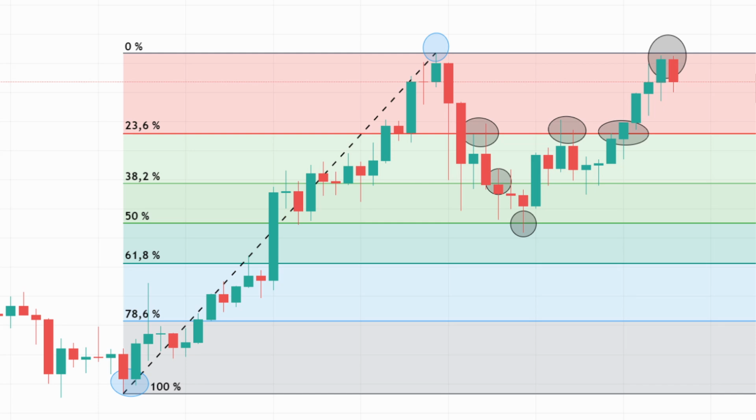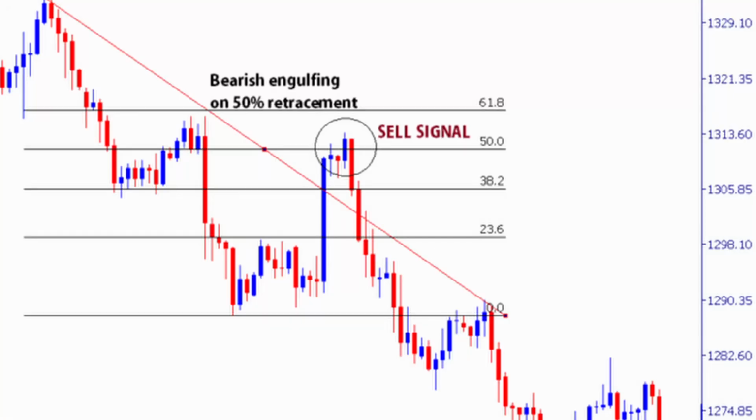Enter trades. Traders often look for price action signals, like candlestick patterns or moving averages, at these levels to enter or exit trades. For example, in an uptrend, if the price retraces to the 61.8% level and shows signs of reversing, it might be a good time to buy. Conversely, in a downtrend, if the price retraces to the 61.8% level and shows signs of reversing, it might be a good time to sell.